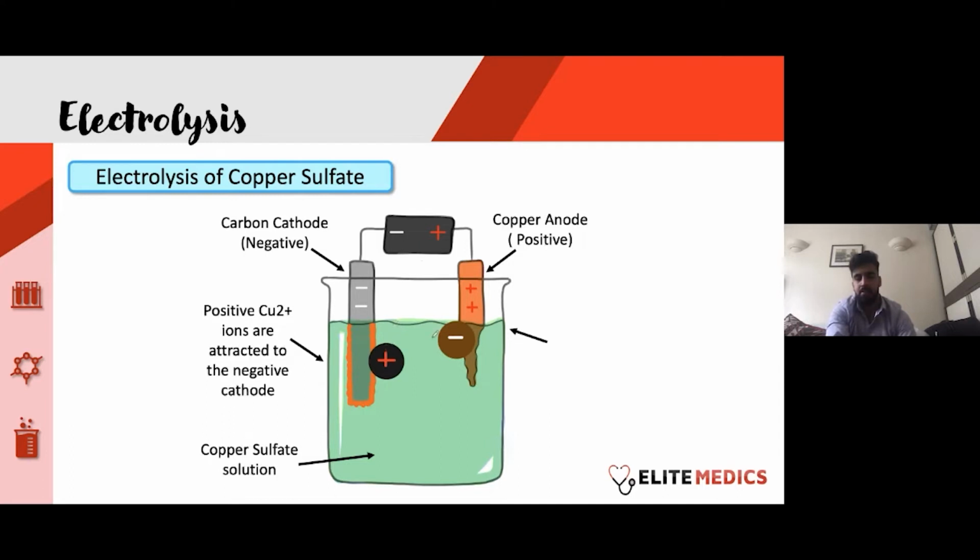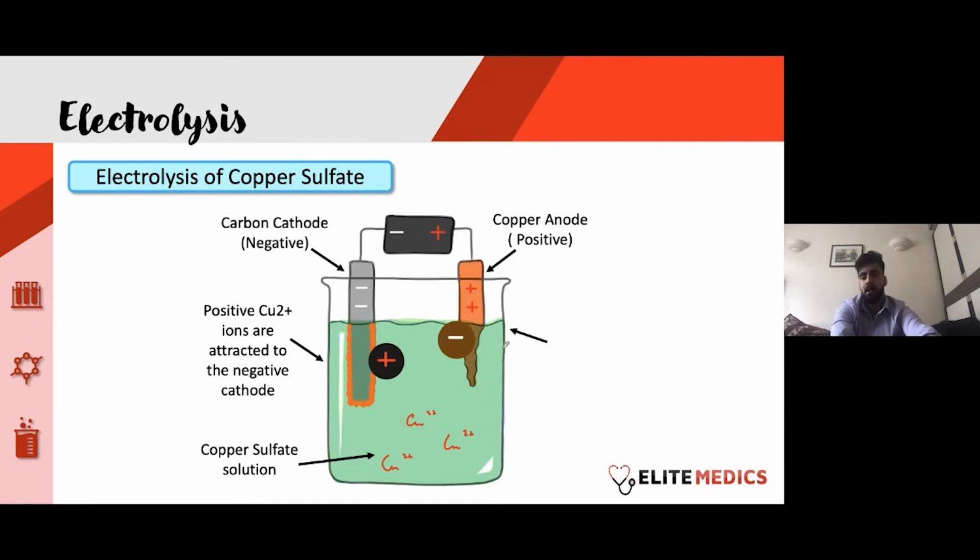What's going to happen is the Cu2+ ions that are floating around in solution will actually get attracted to this negative electrode, right? And in doing so, you'll get copper deposits forming on this cathode, right?